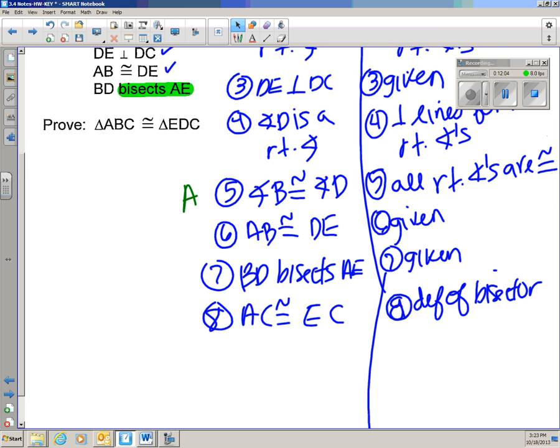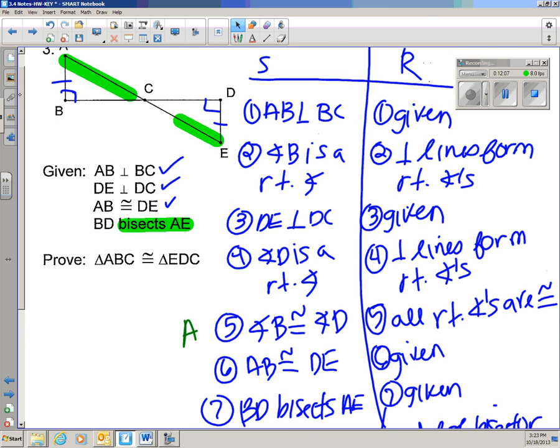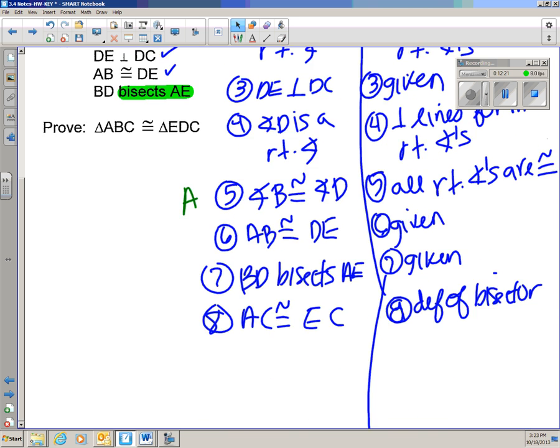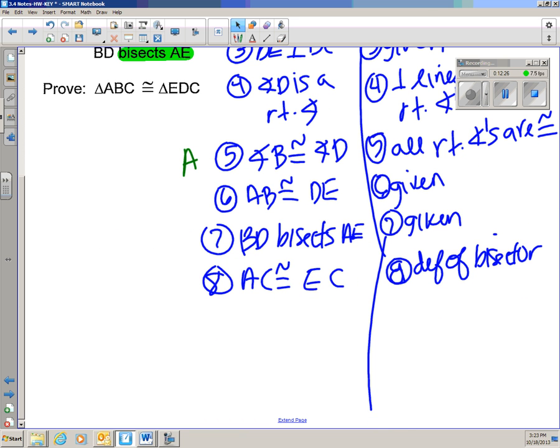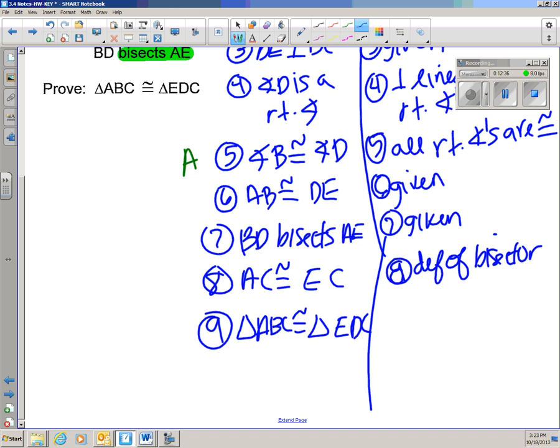Let me kind of get back up to the picture. So we've got now this guy, AC, being cut in half. And we should see that we have a right triangle with a hypotenuse and a leg. So we can finally finish this thing up and we can say, all right, what they asked me to prove is really in fact true. And then I can say step 9 is, all right, triangle ABC is in fact congruent to triangle EDC. And this is because of hypotenuse leg.